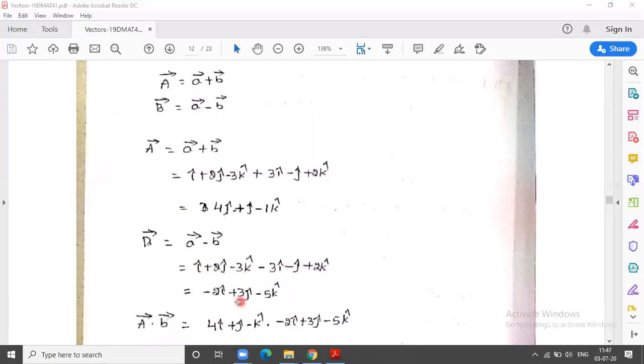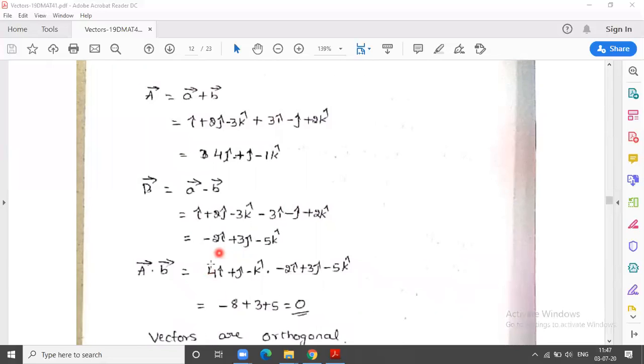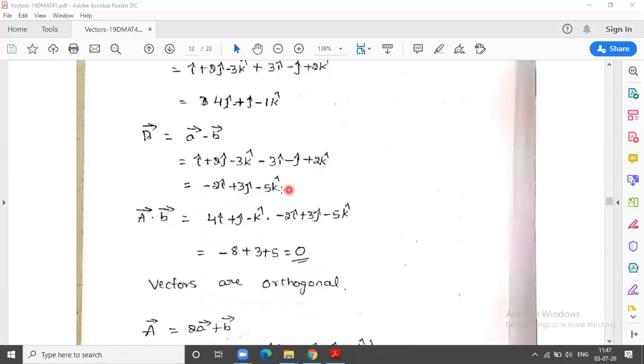1 minus 3 will become minus 2i. 2 minus of minus 1 will become plus 3. Now minus 3 minus 2 will become minus 5. You have to put brackets here, then it will be fine. So we got vector B as minus 2i plus 3j minus 5k.